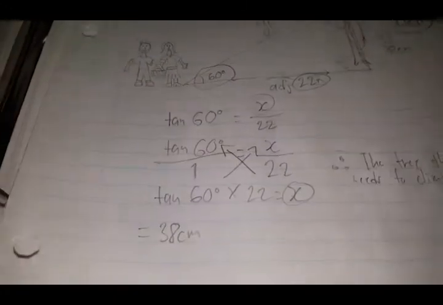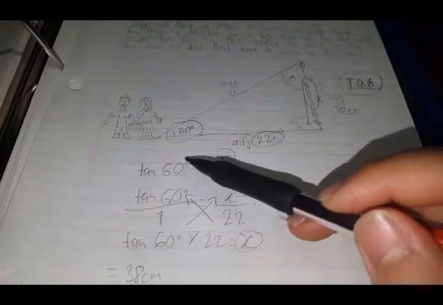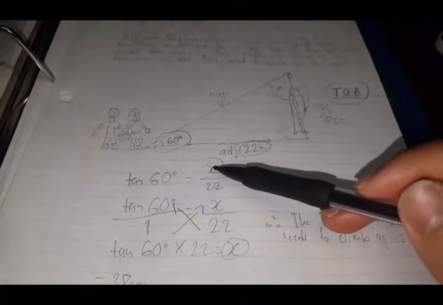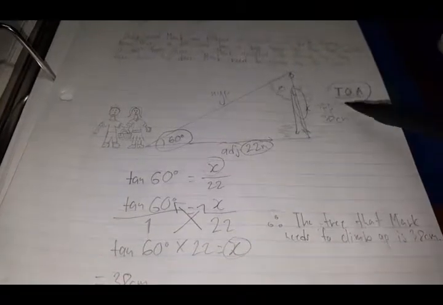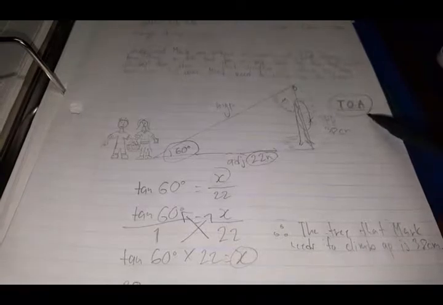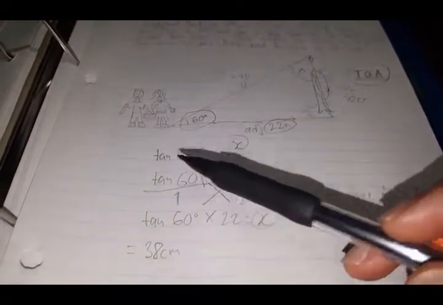So for here, as we all know, we're going to use TOA because we're solving for opposite and adjacent. So the step would be tan, the angle, and then the opposite over the 22. Always remember that whichever comes first is going to be at the top, and whichever comes last is going to be at the bottom. So this is at the bottom, which is the adjacent.